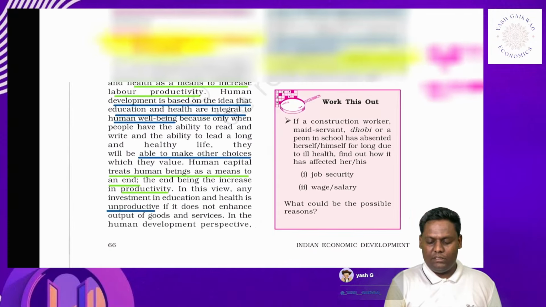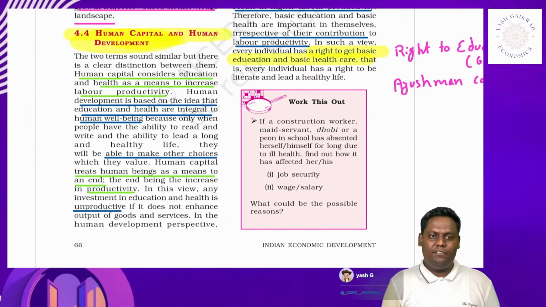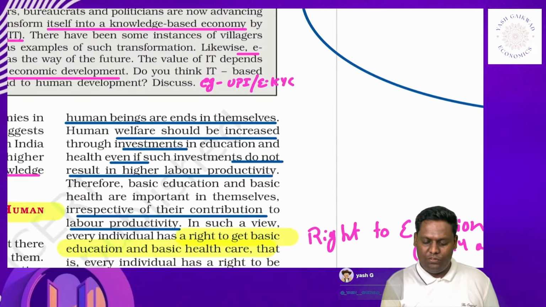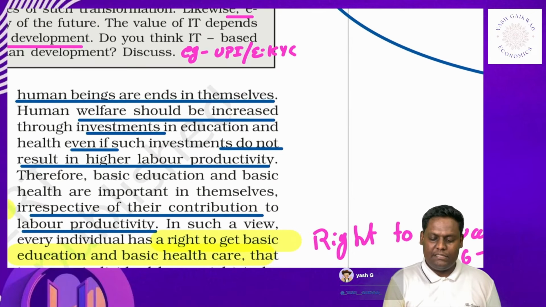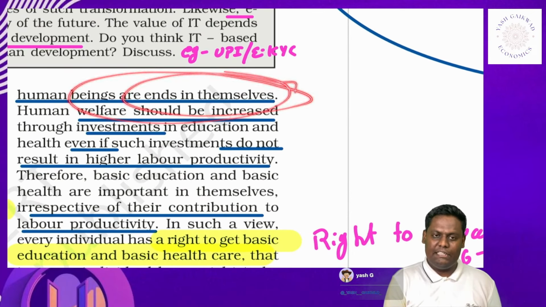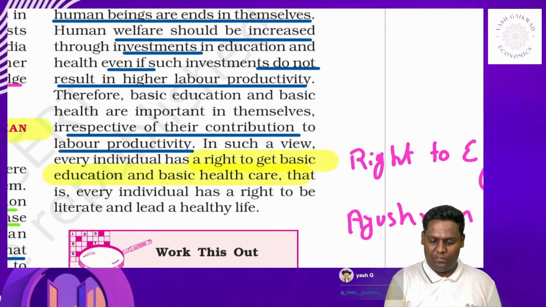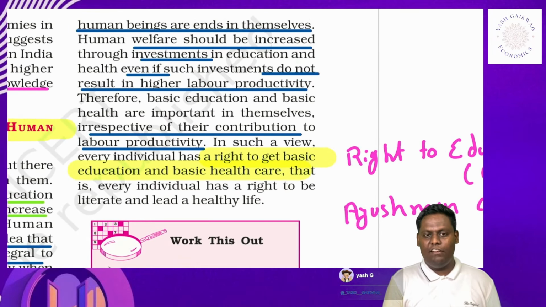In case the outcome is not productive, it is not fruitful for human capital. In case of human development, the end is the process in itself, because the investment, even if it does not result in high labor productivity, is irrelevant because it will result in overall improvement in decision making and quality of life. As a result, human development emphasizes that everyone should get access to education and healthcare as a fundamental right.